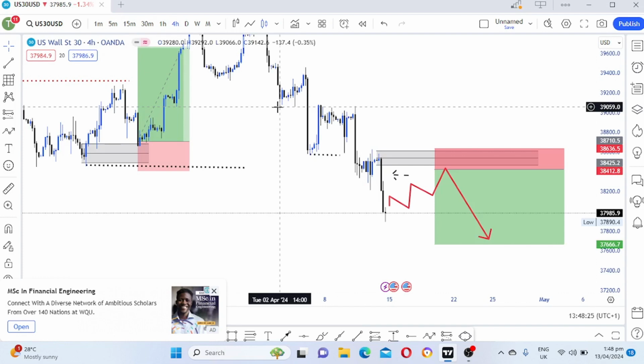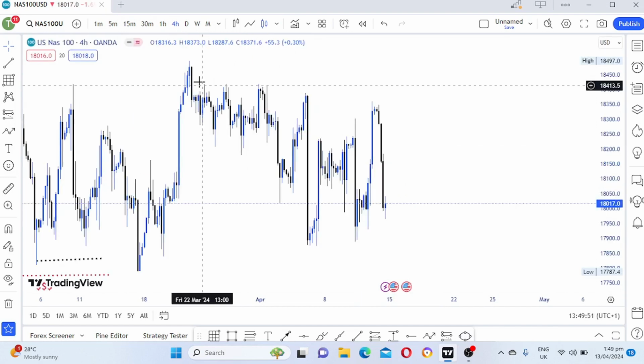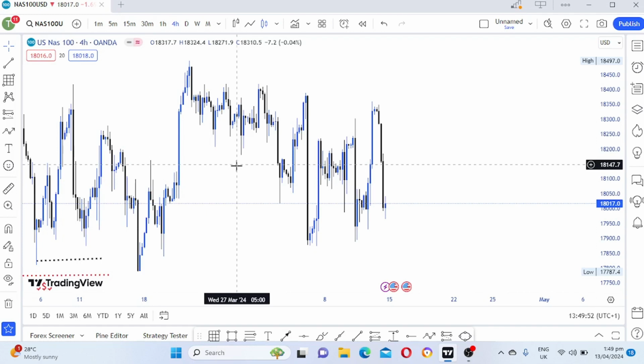So now let's look at Nasdaq. Okay, guys, looking at Nasdaq, as you can see here, there is nothing here. Price is just consolidating around this area, guys. Let me just quickly zoom out. As you can see, guys, what kind of price action is that? You don't see any direction here. Price is just moving up and down, but there's no clear direction where it wants to move.